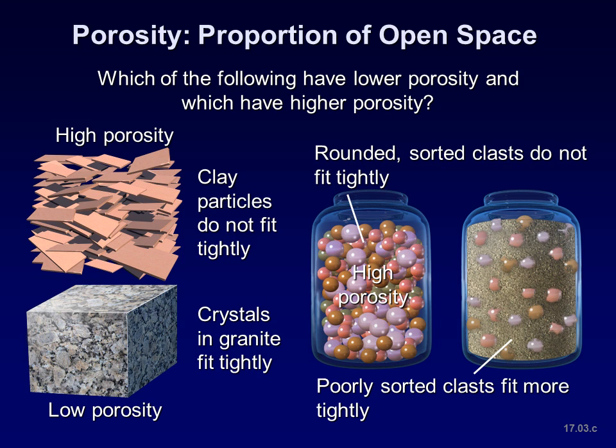Okay, in contrast, the one on the right is poorly sorted clasts that fit more tightly together. So that one is going to have low porosity because a lot of the space that could have been filled by water in the left example, the right example has now been filled in with sand. Okay, so there's less space for it to fill. So well-rounded and well-sorted clasts, like those in the left jar, are going to have high porosity. Poorly sorted or angular clasts are going to fit together more tightly.